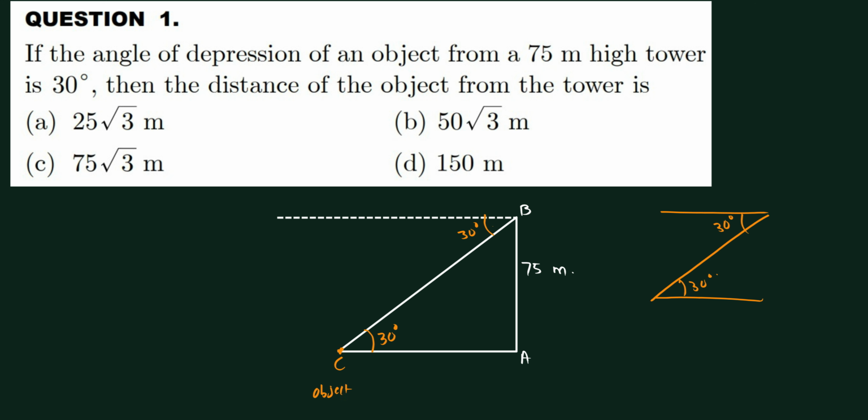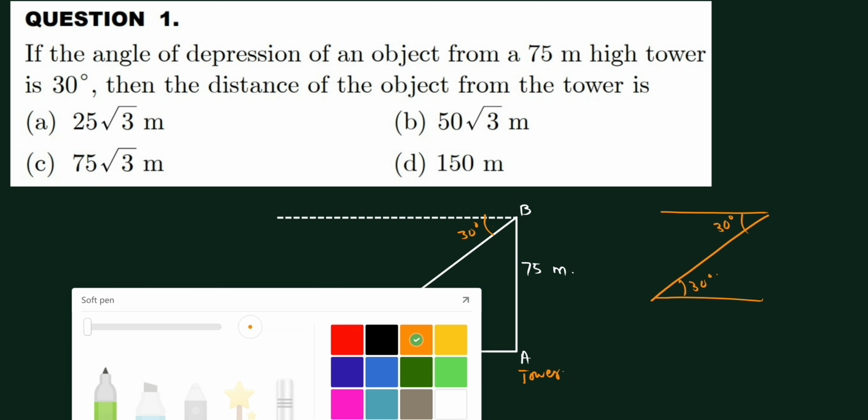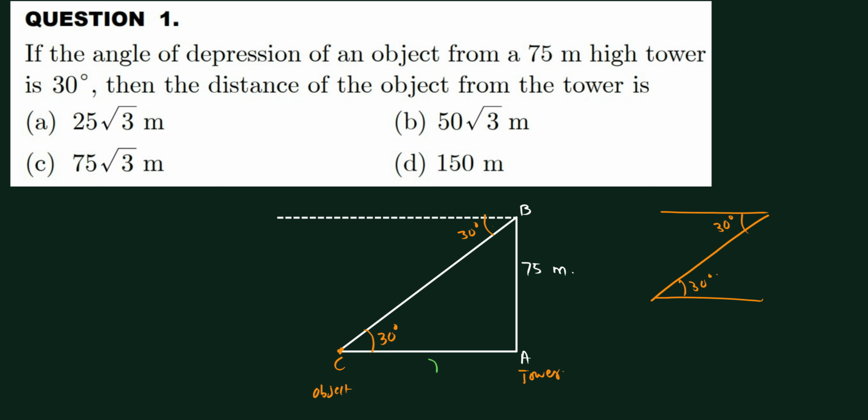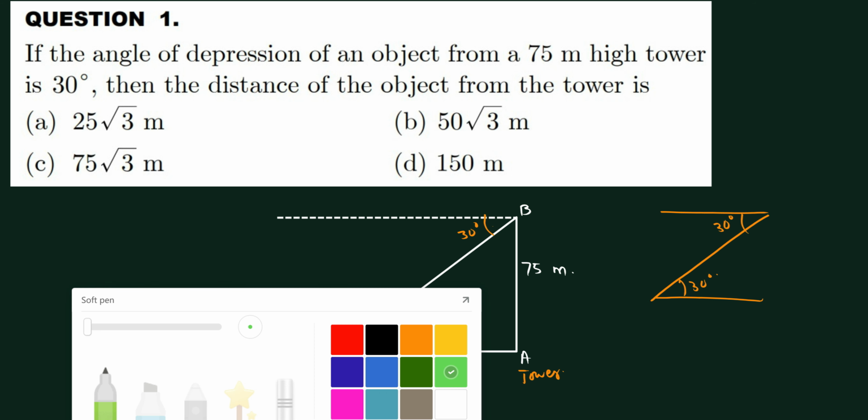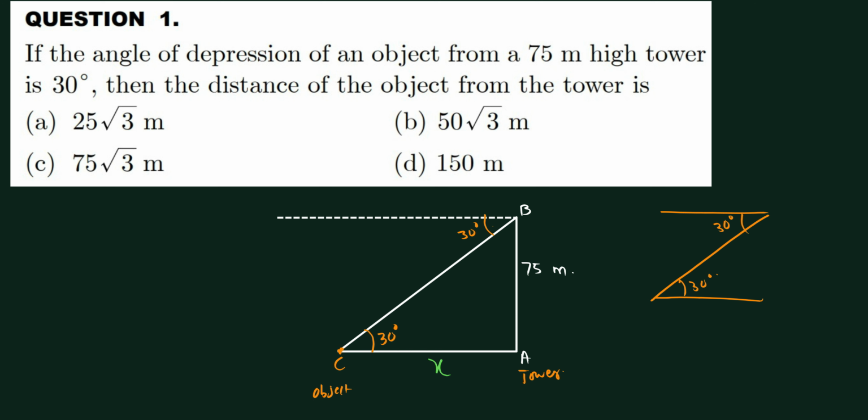Okay, from the object, what is the distance? Then the distance of the object from the tower you have to find out. This is the tower height. This is the tower. Okay, you have to find out the distance between A and C. Now you see, this is a quarter. Let us say this is the distance x.